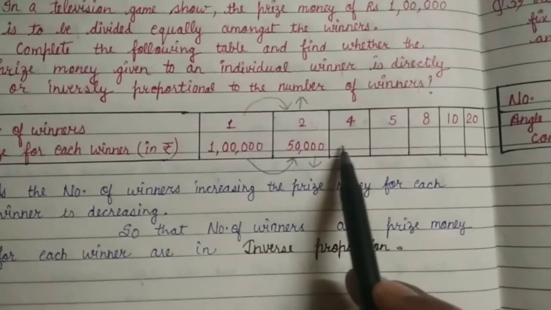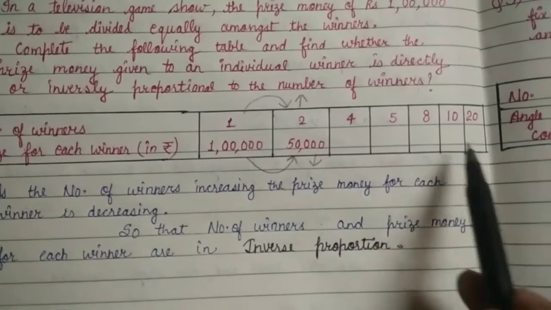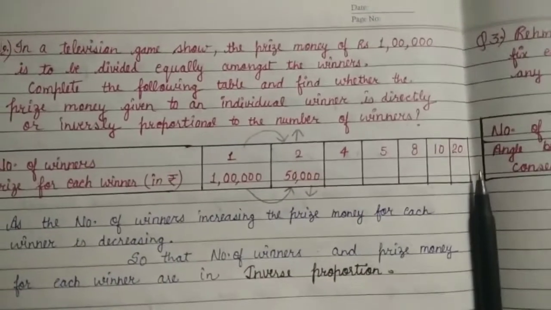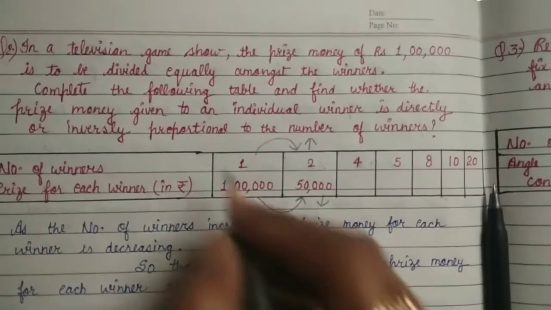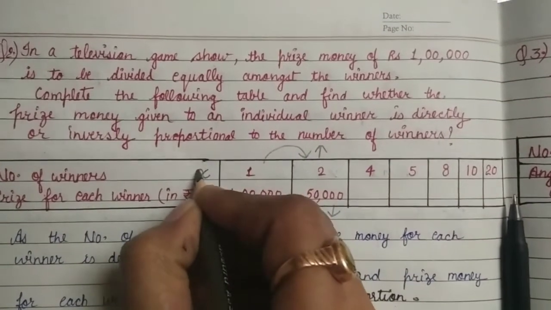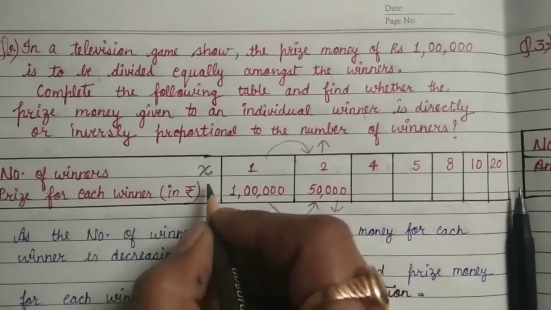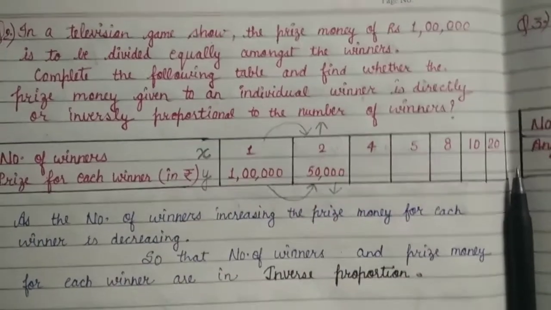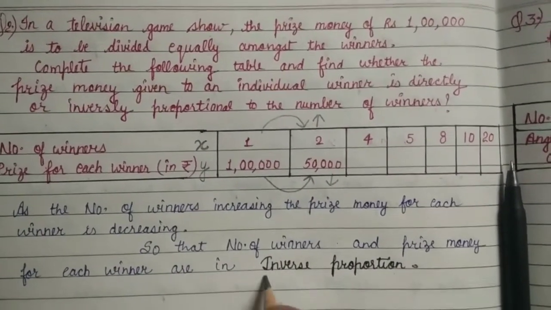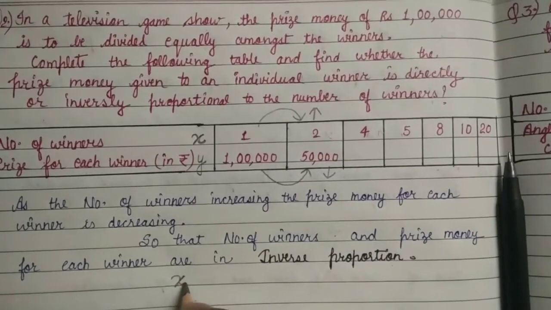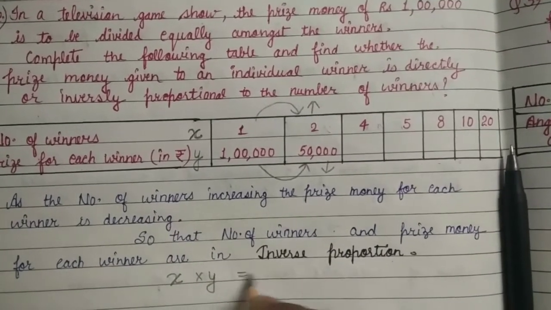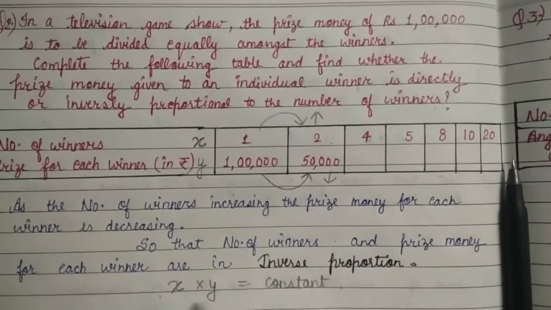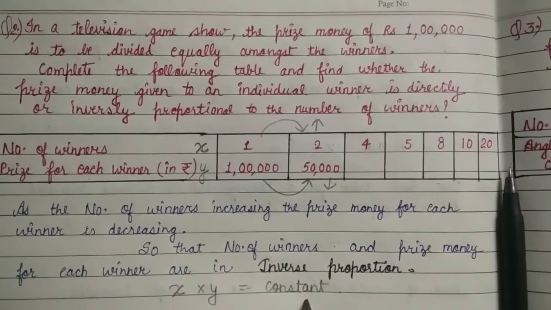Now we want to find the values of the unknowns. Here we have seen the inverse proportion. It means the first quantity will be x and the second quantity will be y. Inverse proportion means x into y will be constant. Okay, x into y will be constant.